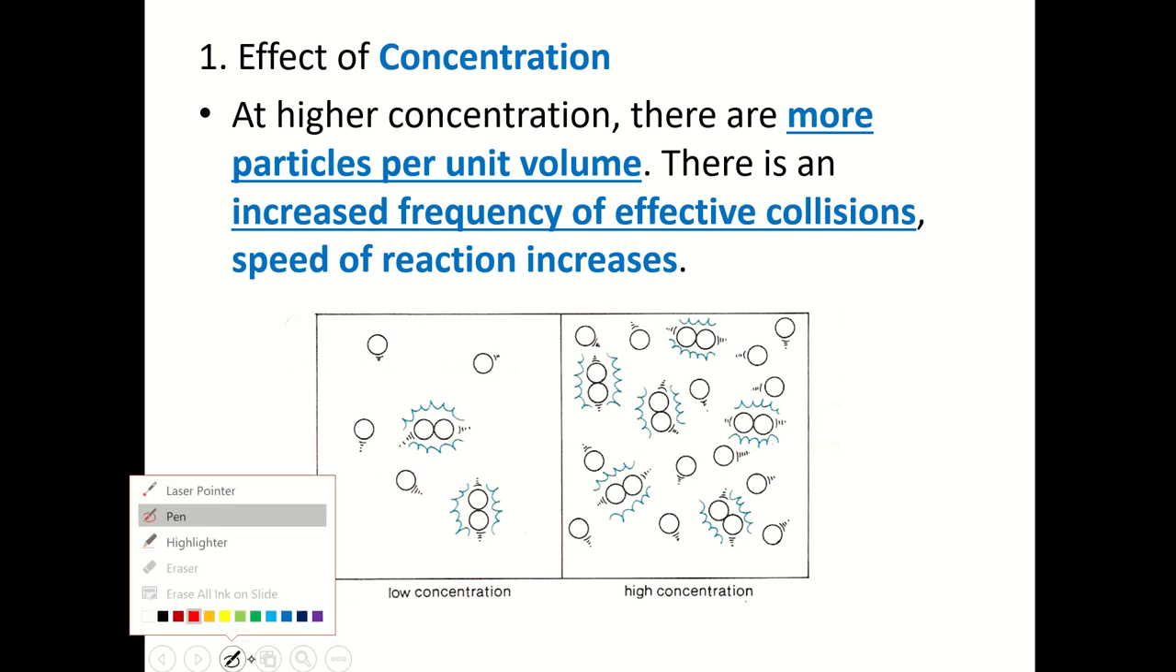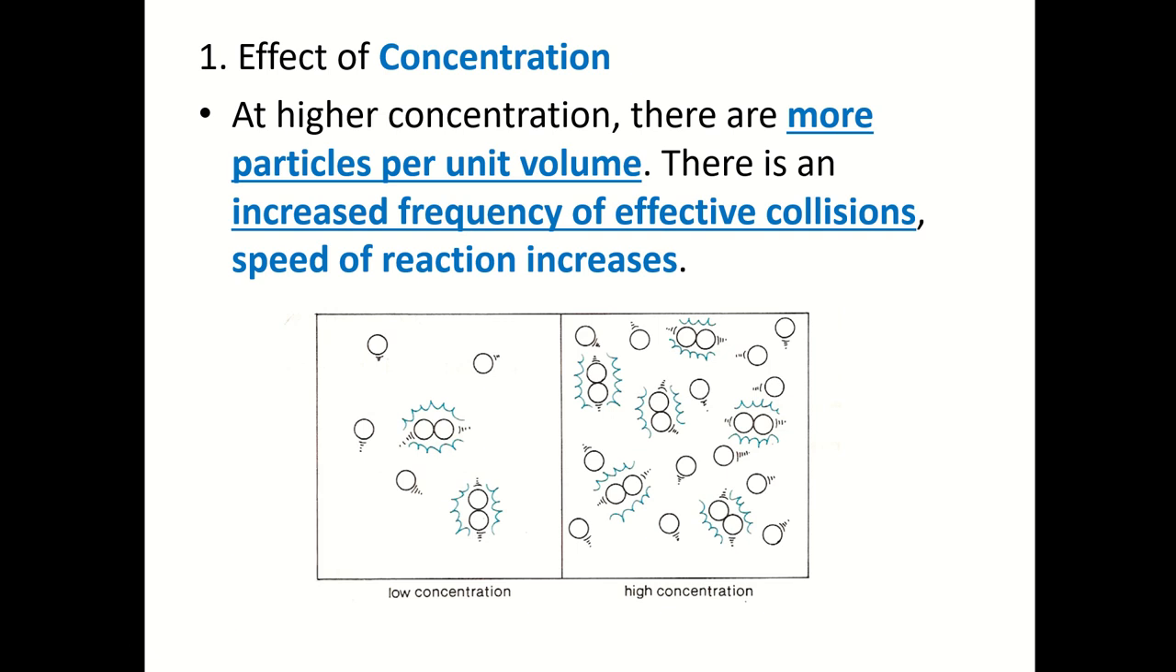So what you need to realize is your explanation must first state what is the factor. Second, what happens to the particles that are present. Third, what happens to the frequency of effective collision. And fourth, what happens to the speed of reaction. So these 4 steps are how you explain how a factor affects speed of reaction. Okay, and you always follow these 4 steps.